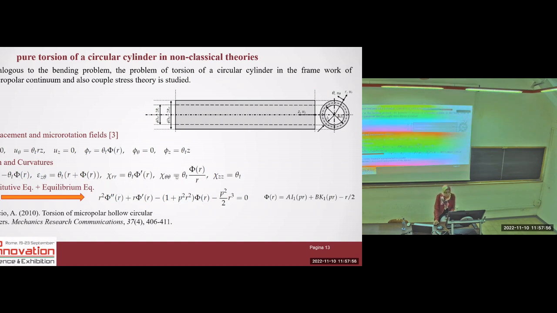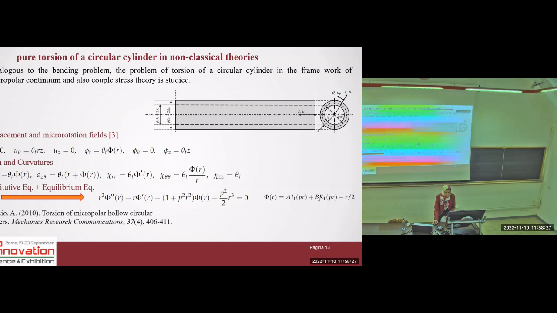And then we substitute, this is actually the general framework when you want to develop the solution: you start from the displacement, you find the strain and curvature, then you use the equilibrium equation and the constitutive equation, and we find this equation for phi. And by solving this equation, we found this function with some constants in the function.